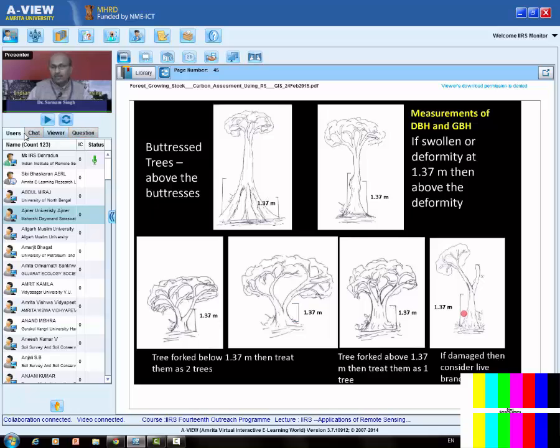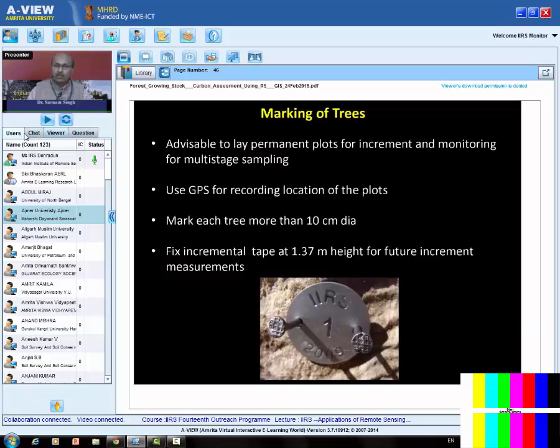And if a tree is dead, or half of it is dead and half of it is living, we'll have to decide what is to be done. Mostly we take only that branch. And because we are going to make observations in the future, because we are going to find out the yield, the productivity of that ecosystem, the mean annual increment, it is better to put metal tags on the trees, so that next time when I come, I will measure this tree. So the permanent sample plots have to be laid.